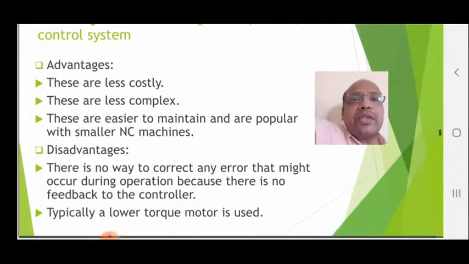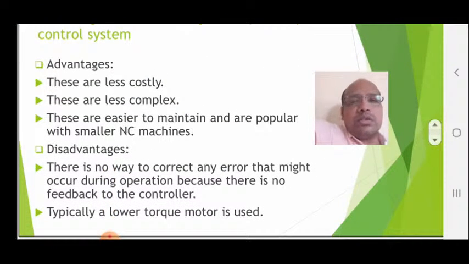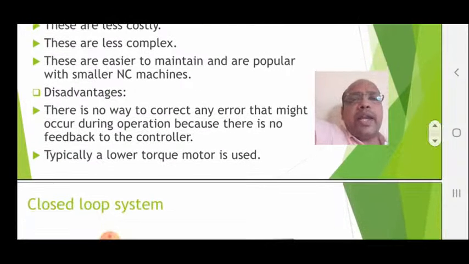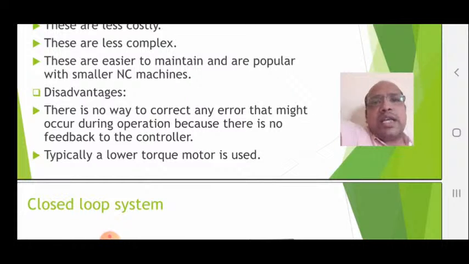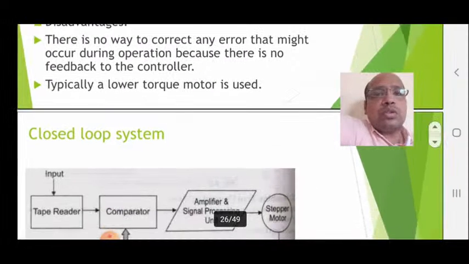First one, these are less costly. Open loop system is less costly. These are less complex. These are easier to maintain and popular with smaller NC machines. The disadvantage is that there is no way to correct any error that may occur during operations because there is no feedback to the controller. Just now I have discussed, if there is an error of 0.1 mm, there is no chance to correct that error. Typically a lower torque motor is used in the open loop system.